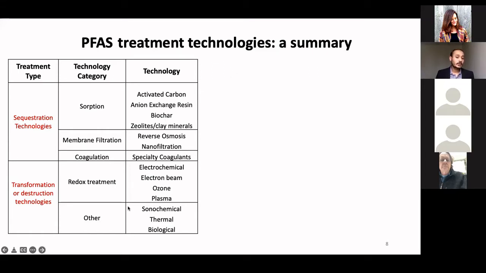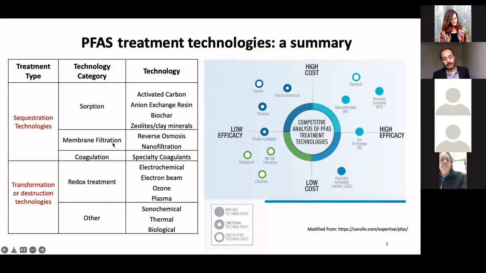For destructive technologies, some of the examples would be electrochemical oxidation or ozonation. The goal of these technologies is to actually transform PFAS molecules, so they break down the PFAS molecules into innocuous compounds. Although all these technologies are available, not all these processes are effective in the treatment of PFAS.